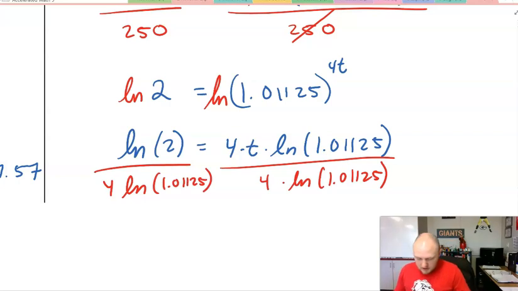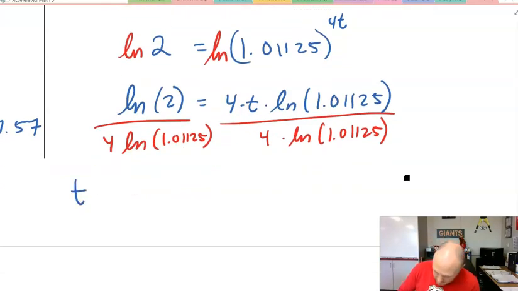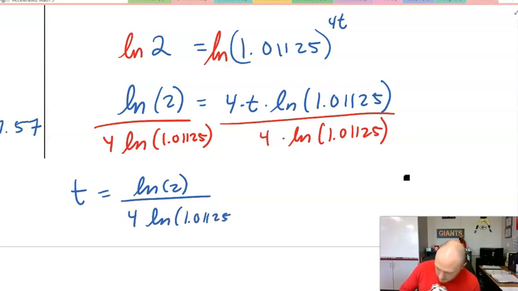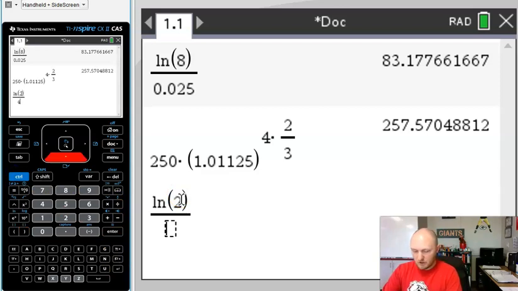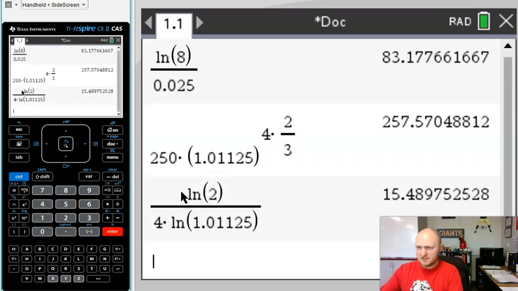Okay? So here's our exact answer. t is equal to natural log of 2 over 4 natural log of 1.01125. Naturally to us, that doesn't mean anything if I'm talking about time, but we can plug this into the calculator. So natural log of 2 divided by 4 natural log of 1.01125. So let's plug this in. We get 15.4897. Okay, so this is in years. That's very, very important. This is in years.